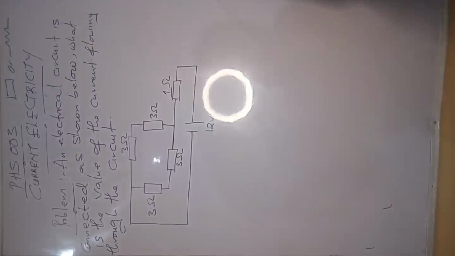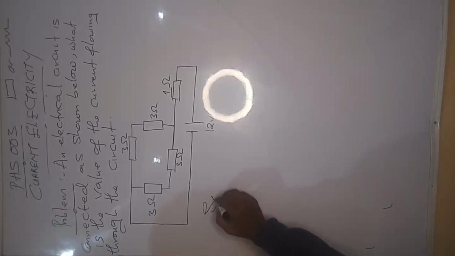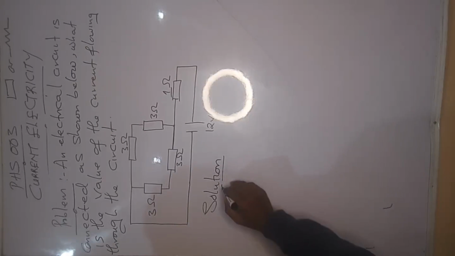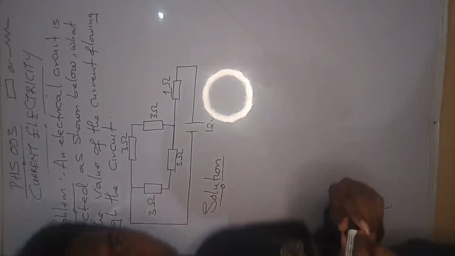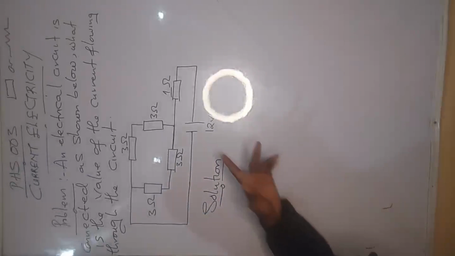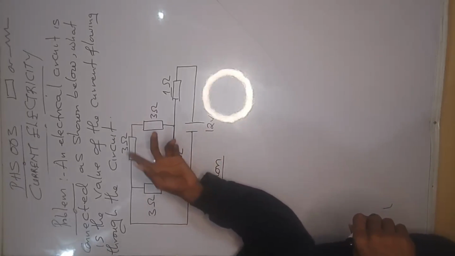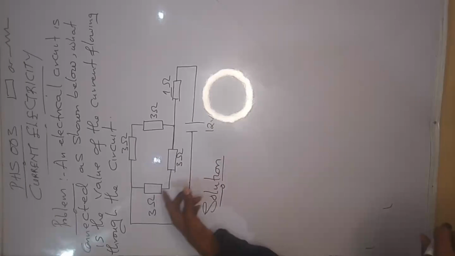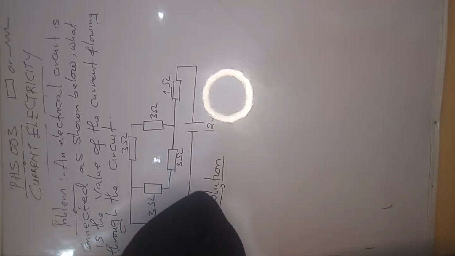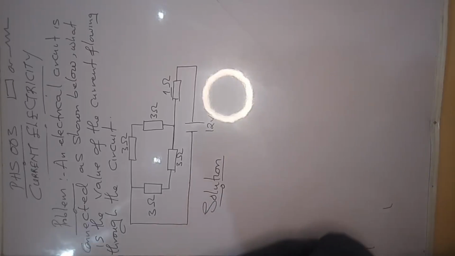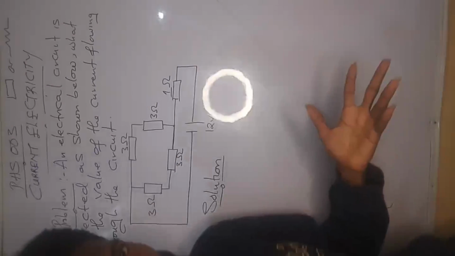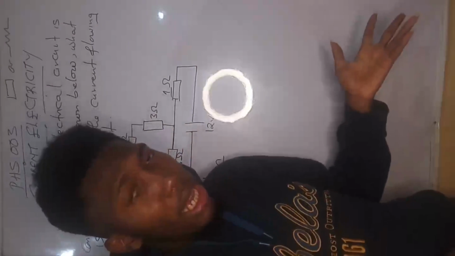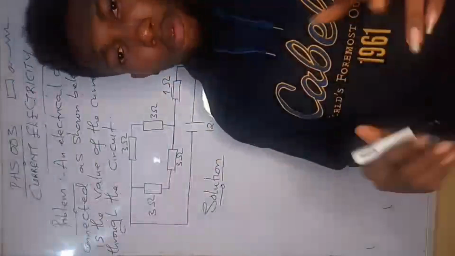Now, if I may ask you guys, looking at this diagram, this is the question I want to solve. We have different resistors arranged. The problem is, can we actually identify which one is our series connection and which is our parallel connection? That's one of the major problems. How can we identify that? We have to follow our rules.